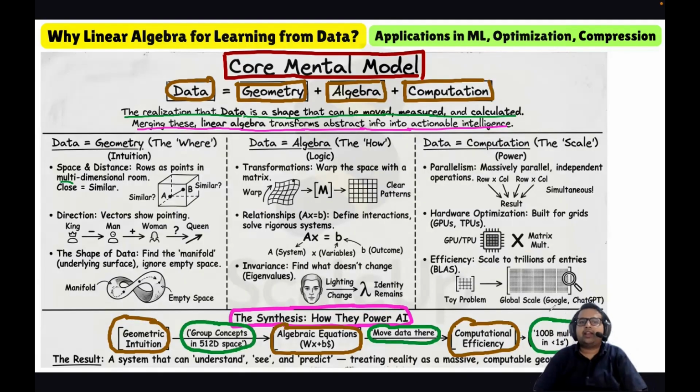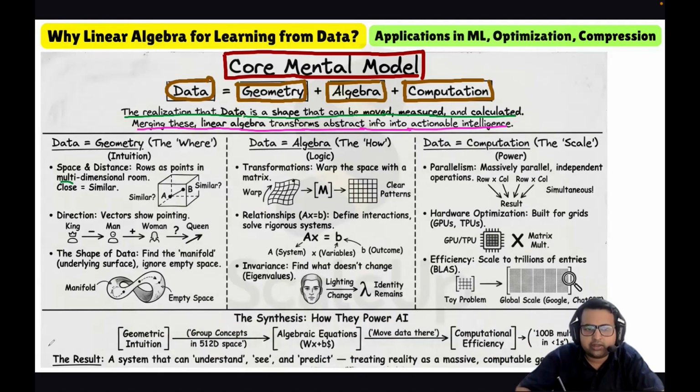So now it's very clear how these three pillars, the geometry, the algebra, and the computation, are powering AI. If we represent the data in the form of vectors and matrices, we are able to group similar concepts in any n-dimensional space. By applying the algebraic equations, we can transform it, we can move the data there. And computational efficiency allows us to perform operations efficiently in fractions of seconds.